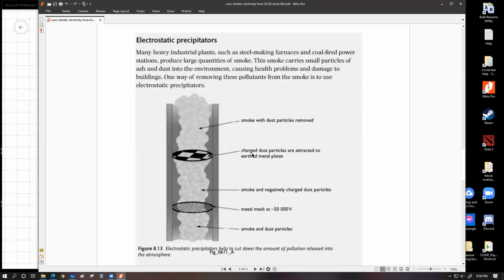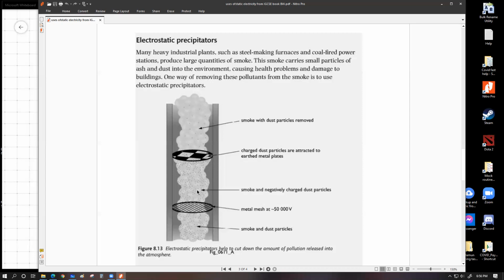On top, we have charged particles attracted to an earth metal plate. You have to understand, this is not positive charge, this is earth. Very interesting. This is negatively charged, this is earth. You might wonder, why is this earth? Here's the thing. As the negatively charged smoke and dust particles slowly rise up and come close to this earth plate, which is essentially made from metal, this thing will become induced, and that induction will produce what kind of charge in this plate?